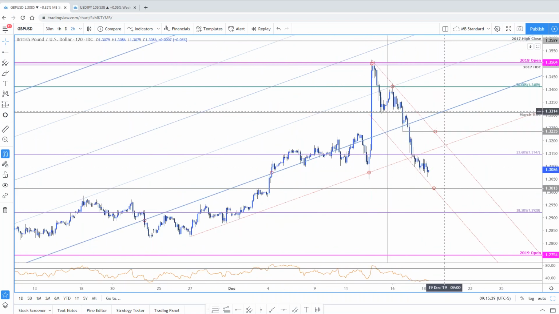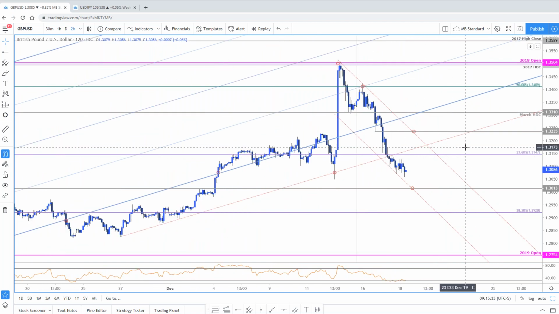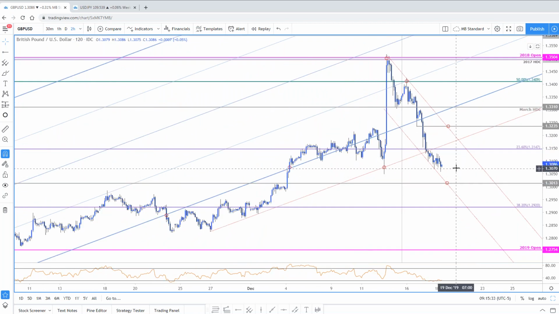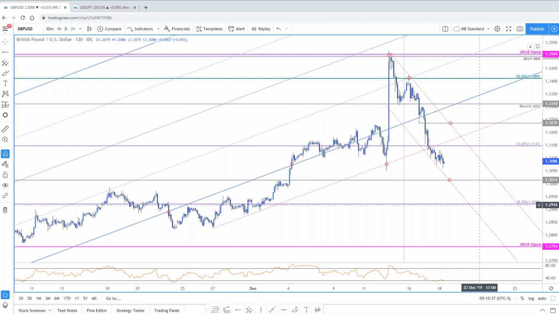Breakout, there's that 33 level, 33.10. If we get through that, I think you're looking for resumption. But just a near-term idea here for Sterling. Does that make sense?